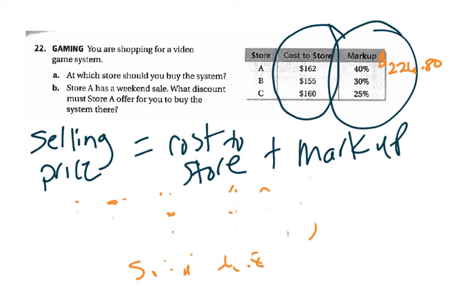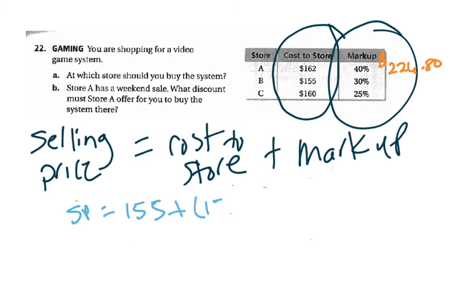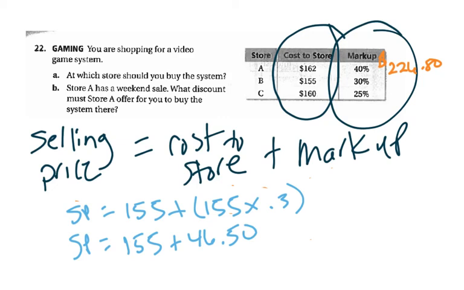Now let's go to store B. So again, your selling price for store B, or the cost of the store, is going to be $155 plus $155 times 30%. So I'm going to pop that in my calculator, and the selling price is going to be equal to 155 plus 46.50. So the selling price for store B is going to be $201.50. So I'm going to write that here. So far, store B is the best deal.